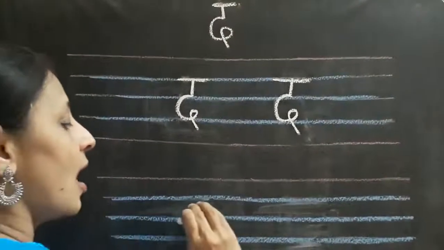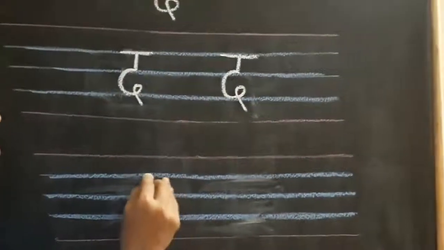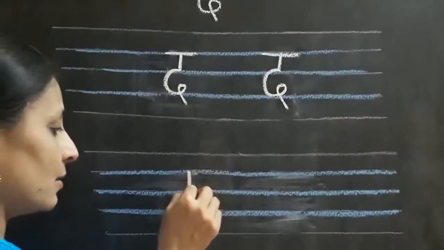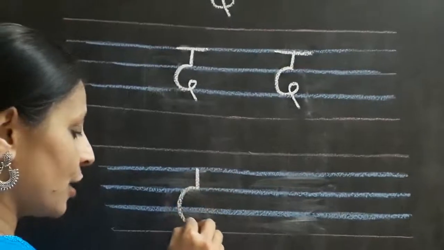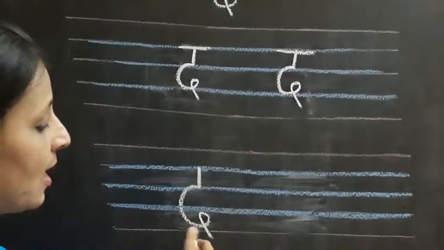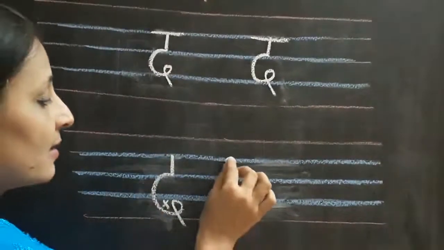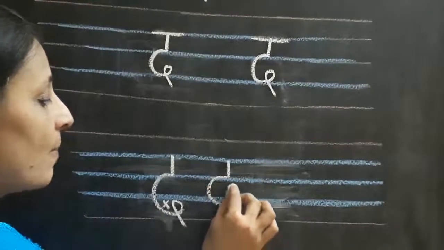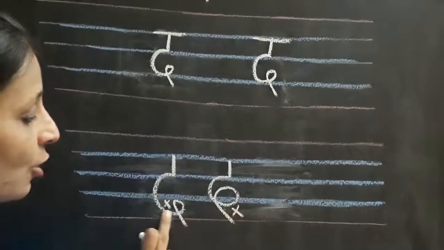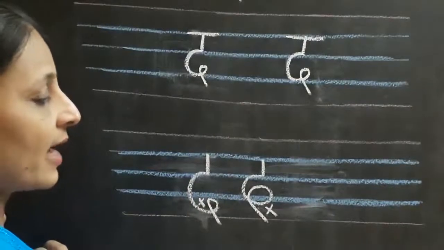Now children, how we have to write letter the accurately. So how not to write that I will show you. When I will write letter the, I should not go out of the blue line. This way. I should not go out of the blue line. And the second thing, I should not make a big loop like this. This is also wrong. The loop should be very small like this. That is the way I have shown you.